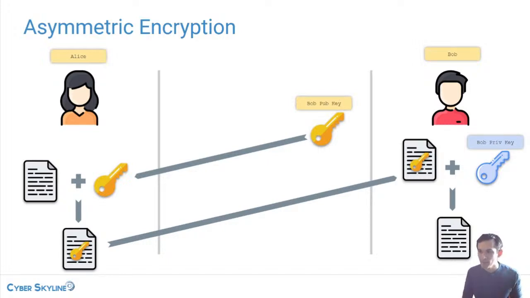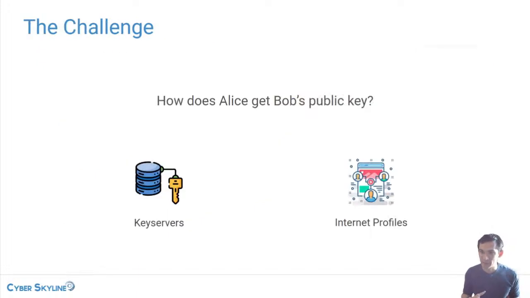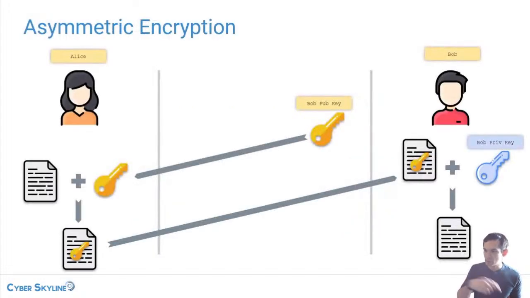Now, going back to this hypothetical scenario, it poses a question: how does Alice get Bob's public key? Because in the previous slide, she needs his public key in order to send him a message that only he can decrypt. So how does she get that? We're assuming that Alice and Bob have never met each other before. And so she needs to be able to get his public key.